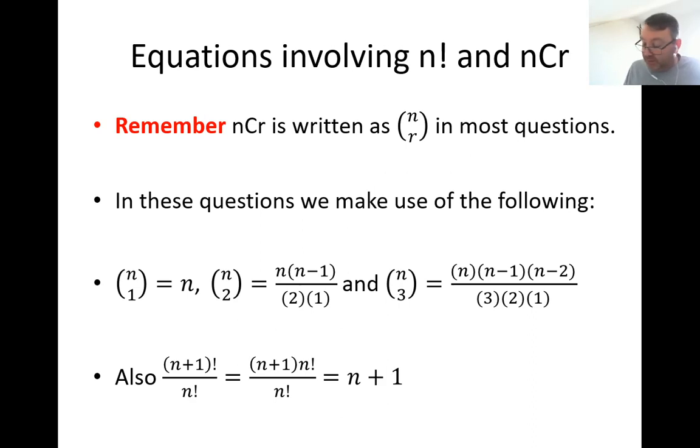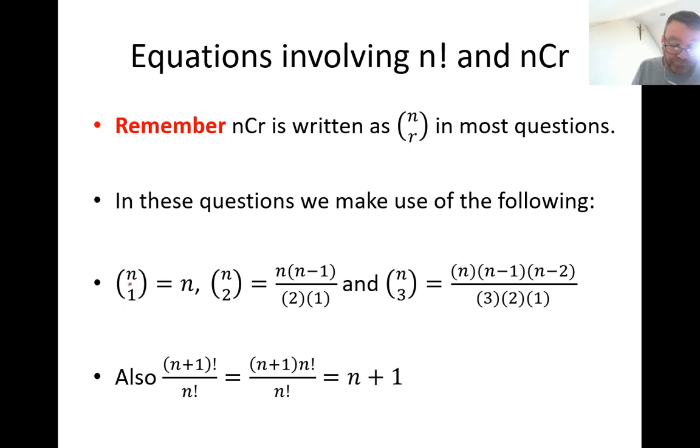Okay, so I want to take a look at this. Now, equations involving n factorial and the combination function. We've already kind of looked at this when we were dealing with factorials previously. We do know that if nC1 is n choose 1, well then that's just going to be n.